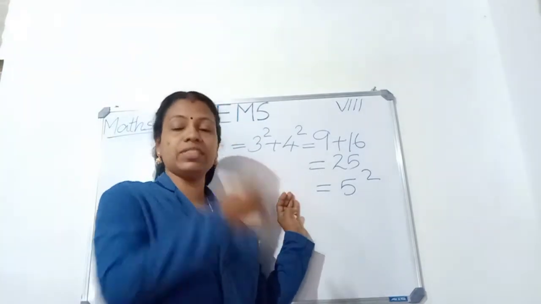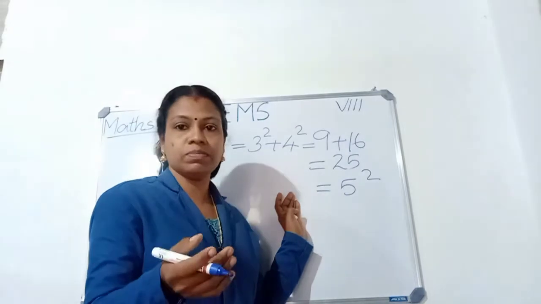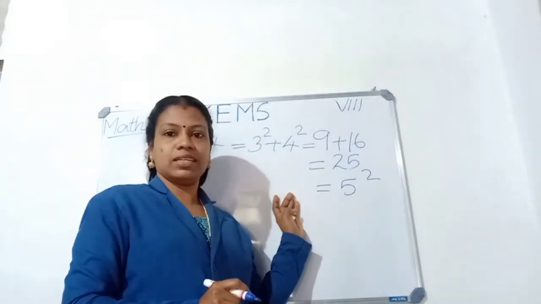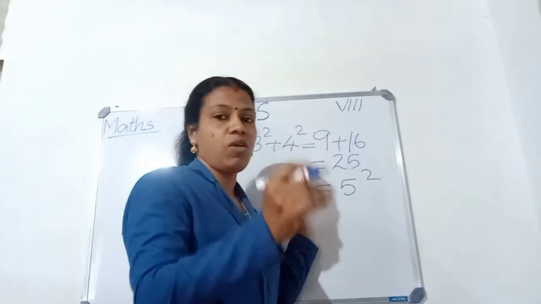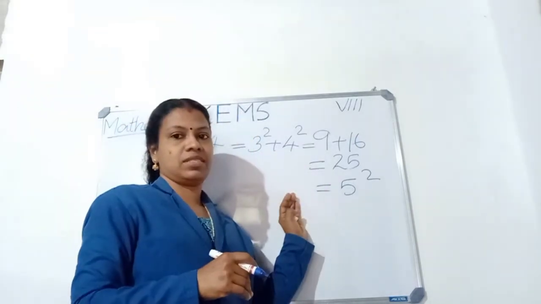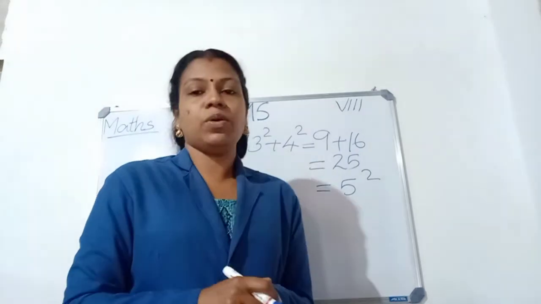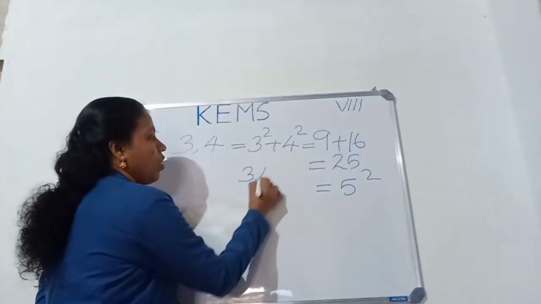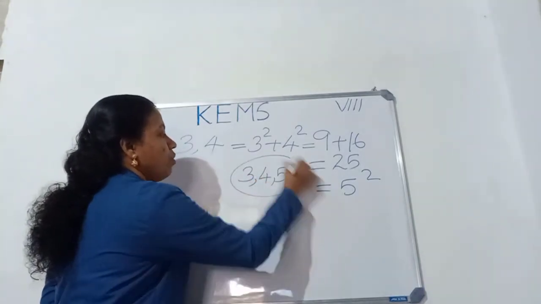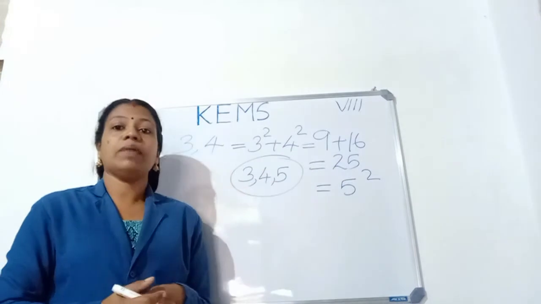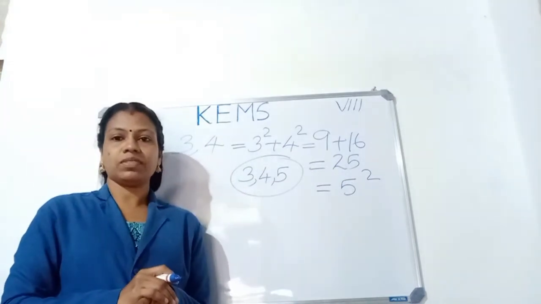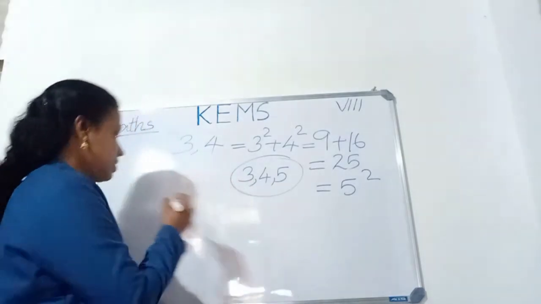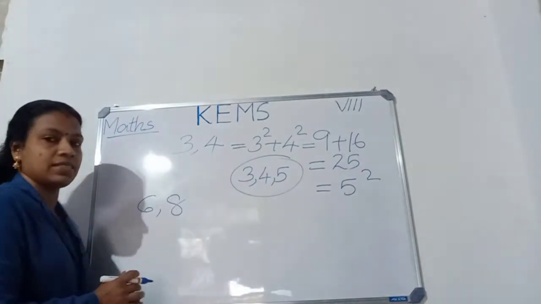So the collection of these 3 numbers forms a Pythagorean triplet. Clear? The collection of 3 numbers forms a Pythagorean triplet. 3, 4 and 5 are known as a Pythagorean triplet. Clear? Okay. Next numbers, 6 and 8.